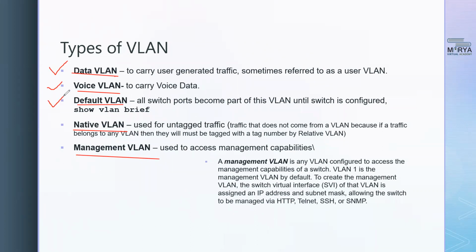Default VLAN: every single switch has a VLAN by default, and that VLAN is called VLAN 1, and the name is default VLAN. A native VLAN is a VLAN which supports the trunk ports and all those ports which are not part of any created VLAN. Management VLAN: whenever we use a VLAN's SVI, the switch virtual interface, for management purposes, that VLAN is called the management VLAN. Dear all, in our topology, we will just work on data VLAN and native VLAN.